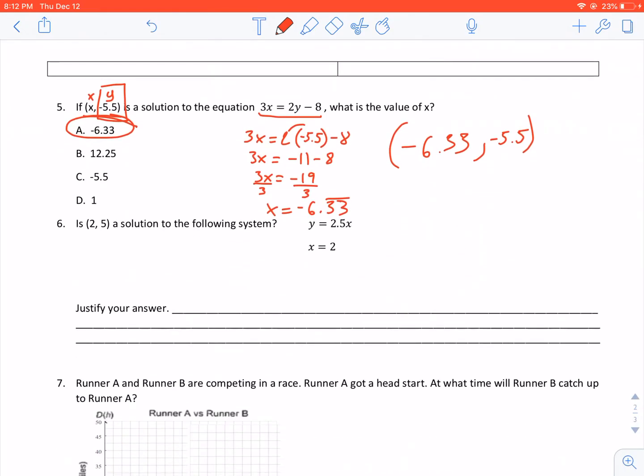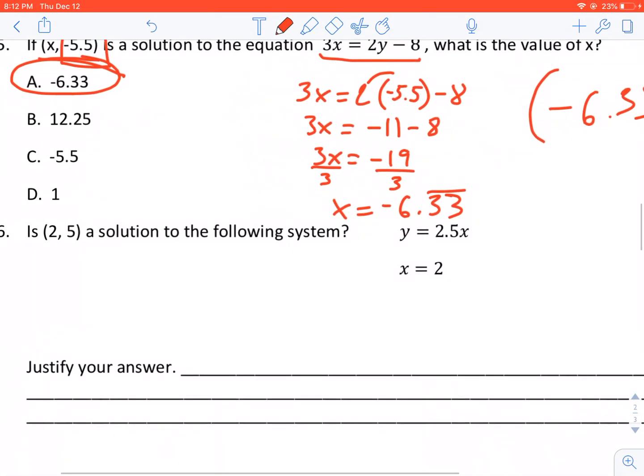So right here it says, is (2, 5) a solution to the following system? We have an equation y = 2.5x, and the other one where x is 2. So you can go about this two ways. You can either graph this, or since we already know what x is equal to, we can try plugging it in. So it's asking if this is a solution. If both lines have to meet together, that means they share the same point, and they want to know if (2, 5) is the point they share.